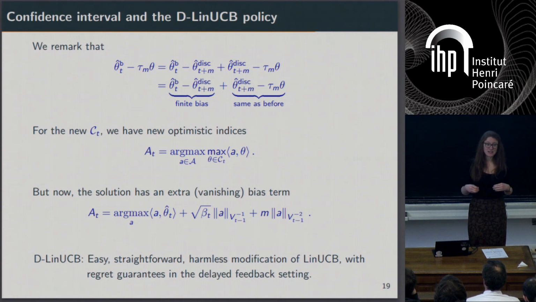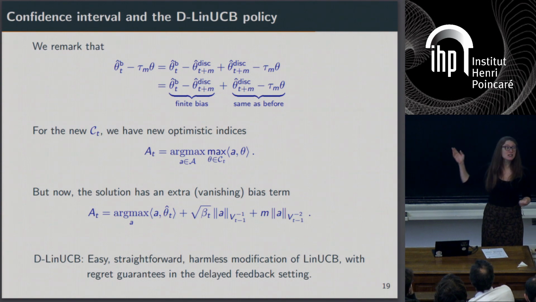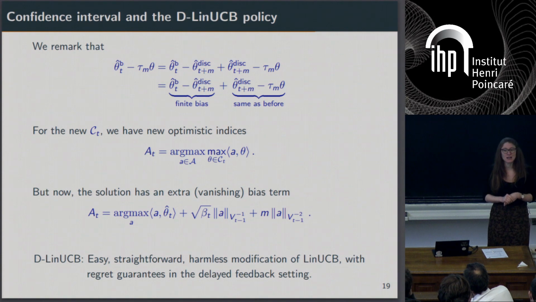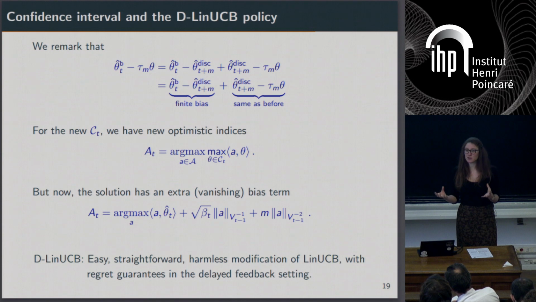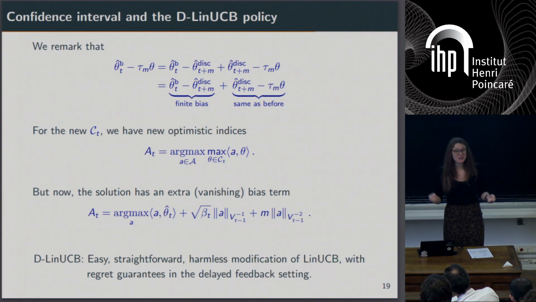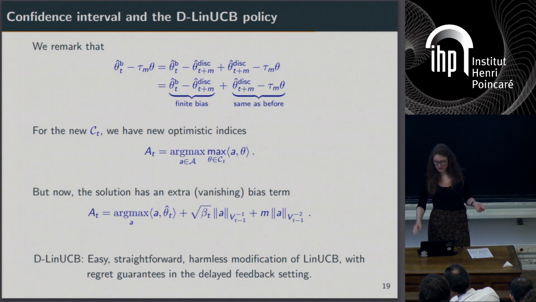So I need new confidence intervals that include this bias, and my optimization problem is going to turn into a new optimistic index for my actions. Now I don't just maximize the scalar product plus some beta_t times the norm of A. I need to choose the action that has an additional term, m times the norm of A in the V_t minus 2 norm. This term contains all the biases that come from this weird window with observations that are still awaiting rewards, but it's not going to cost us much because it's just a finite and vanishing bias.